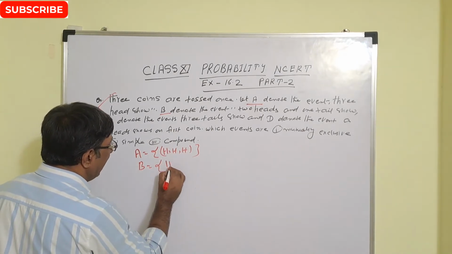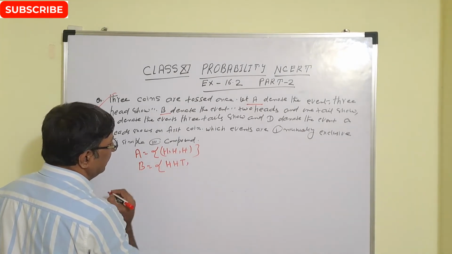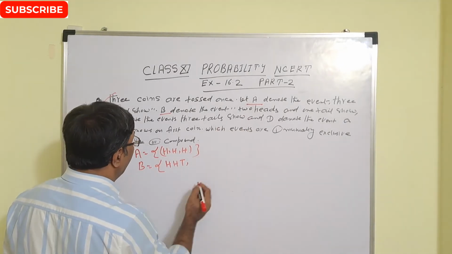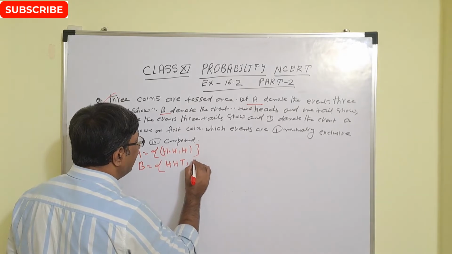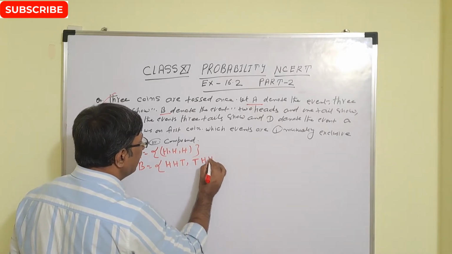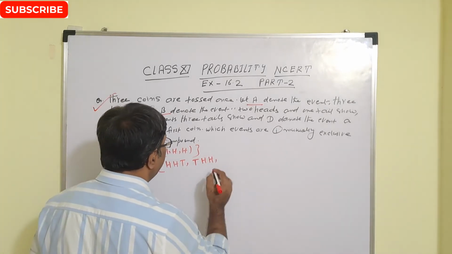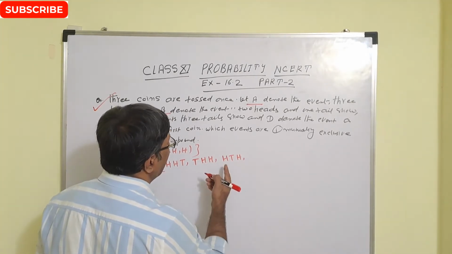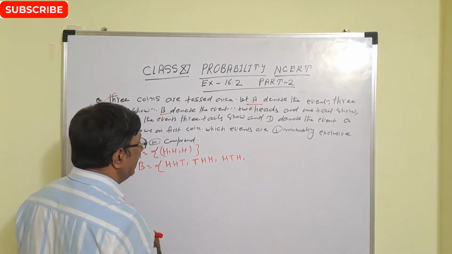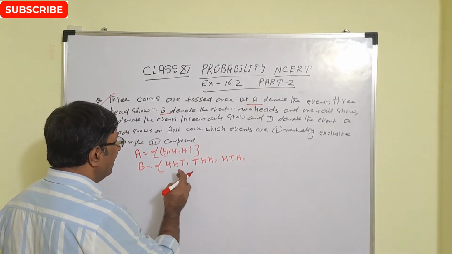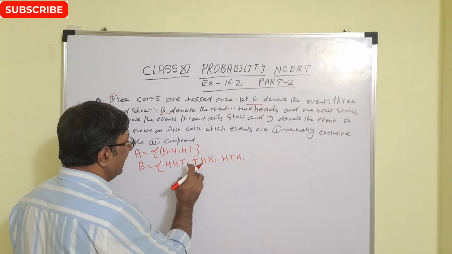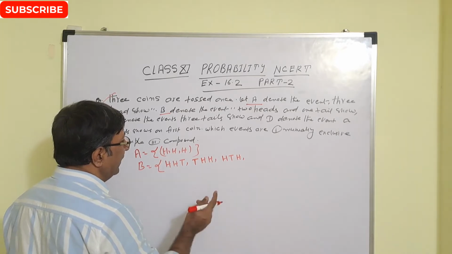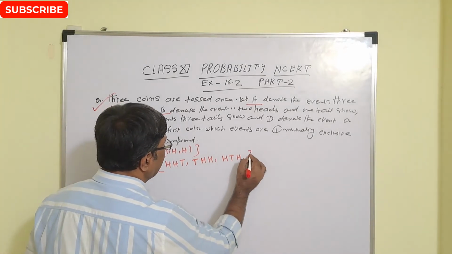So this is H, H, T. Maybe this is 2 head and 1 tail, so maybe T, H, H. And maybe H, T, H. So here 2 head and 1 tail. So 2 head, 1 tail, this is the condition.